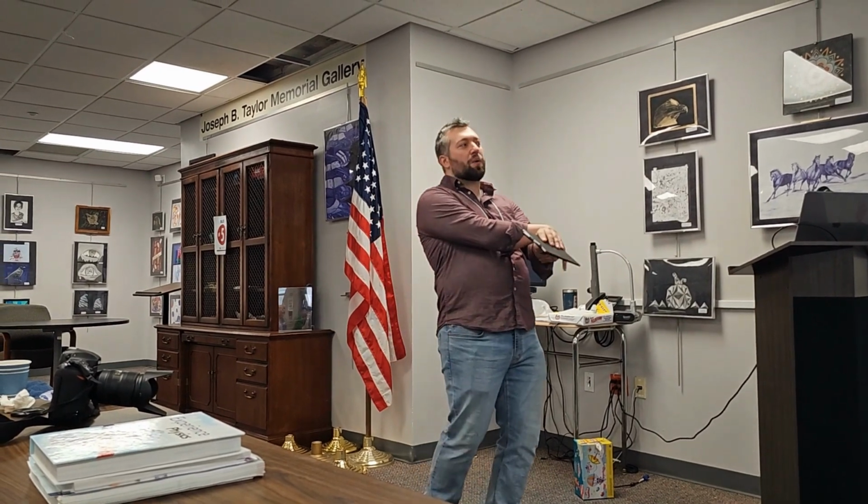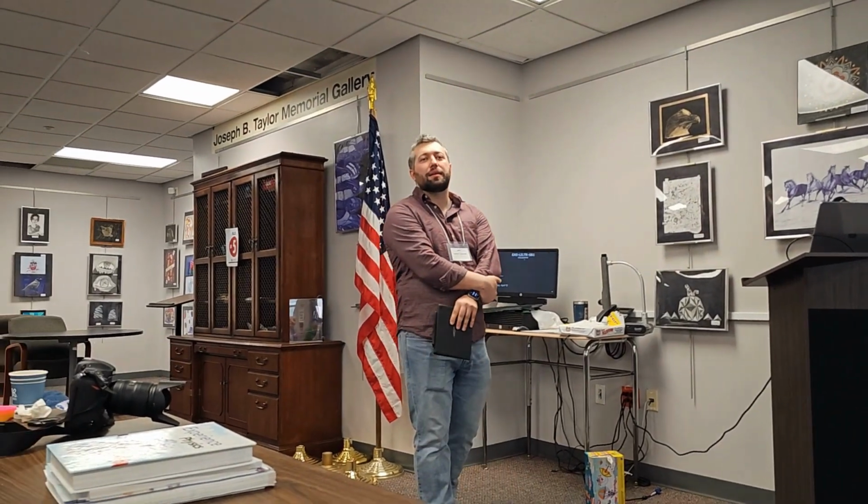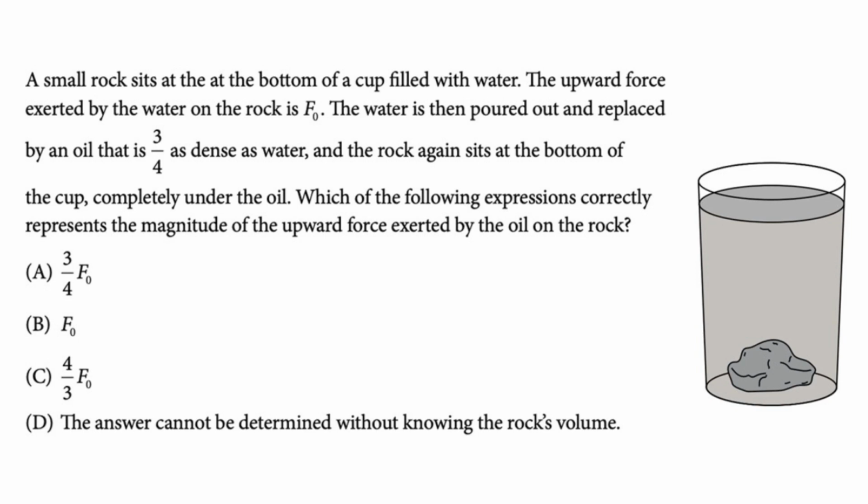Yeah. So this question is actually fairly easy. Okay, buoyant force is just rho VG. So the only thing that you're changing here is rho. You're taking it from 1 to 3/4, and so your force in this case would just be 3/4, choice A.